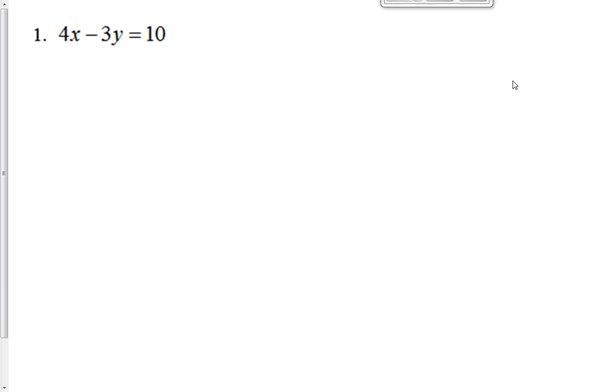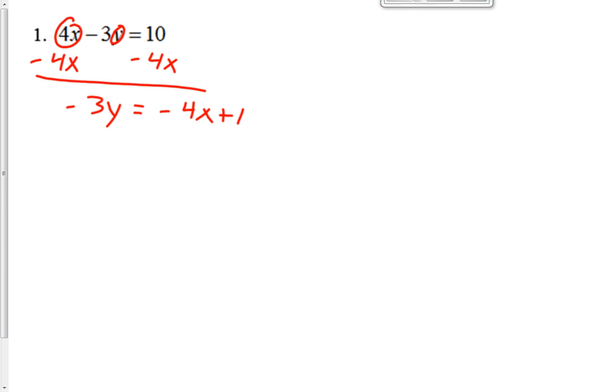So here's question number 1, and the directions are to put it into slope-intercept form, so that means get y all by itself. So let's get this 4x off to the other side by subtracting 4x. So then we have a negative 3y on the left side. That equals a negative 4x plus 10. Now we divide both sides by a negative 3, and y is all by itself.